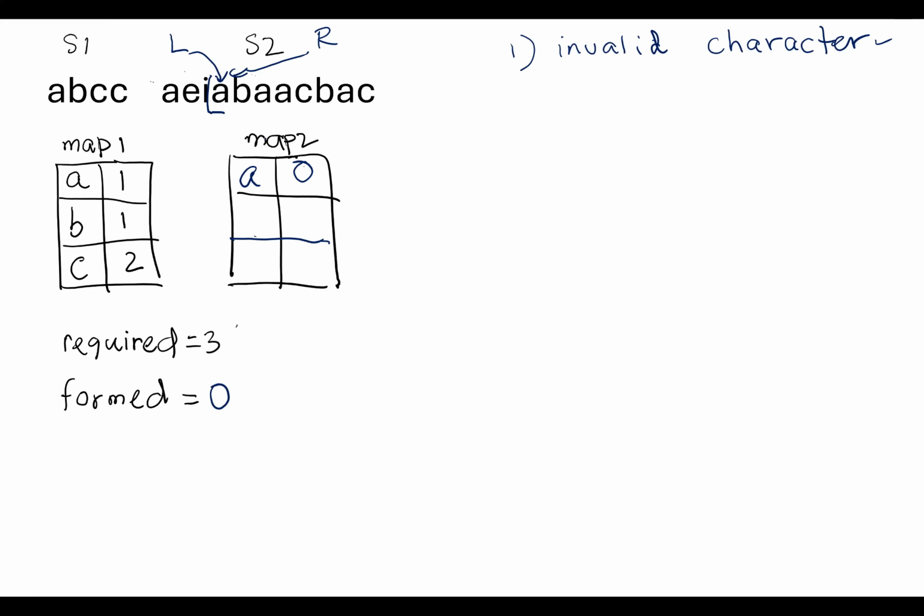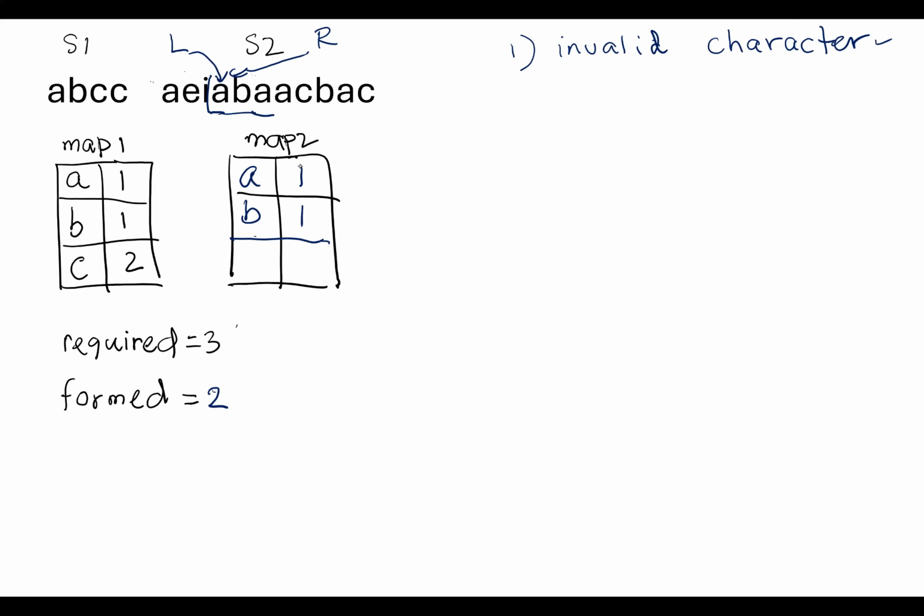Next, we expand and you see that now it's pointing to A, and that means we have a sufficient number of A. So formed becomes 1. We expand to B. We require 1 B, and we already have 1 B. So this one is a formed character, so we increase it to 2. Now we have 2 formed characters.